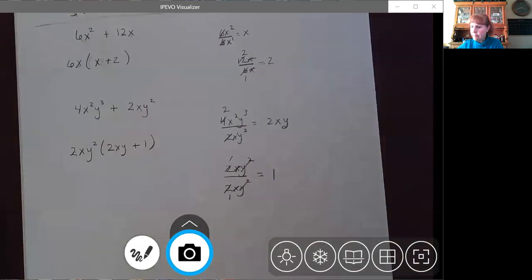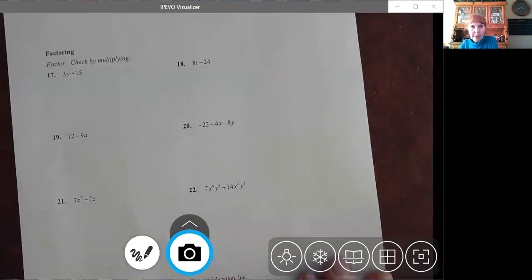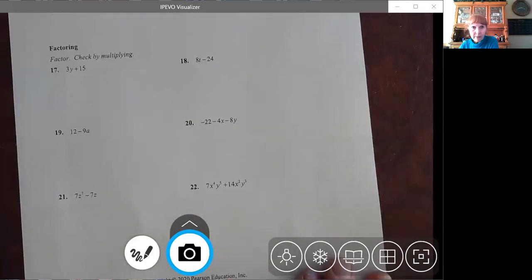Let's go through some examples. And again, we'll keep them pretty easy. Let's look at 17. What could I take out of both of those? I want to factor, and it says check by multiplying. So you multiply it out. You should always come back to the original when you're factoring.